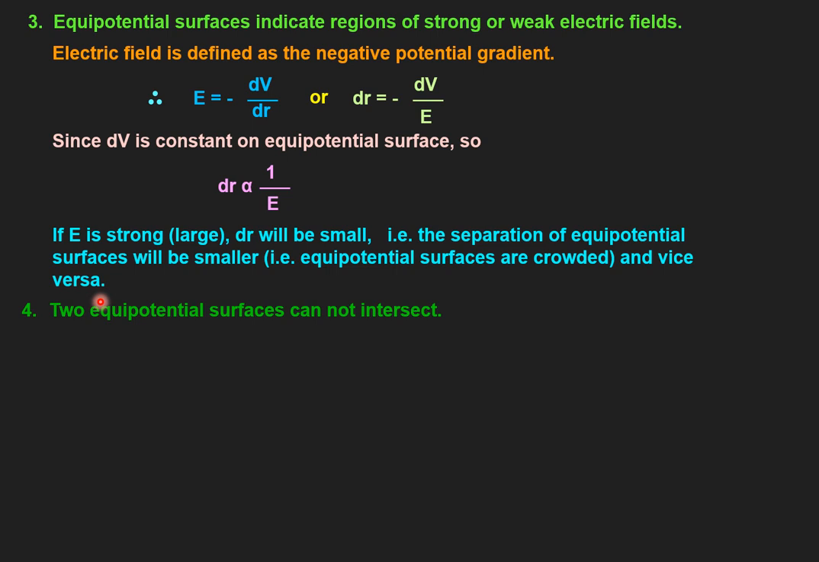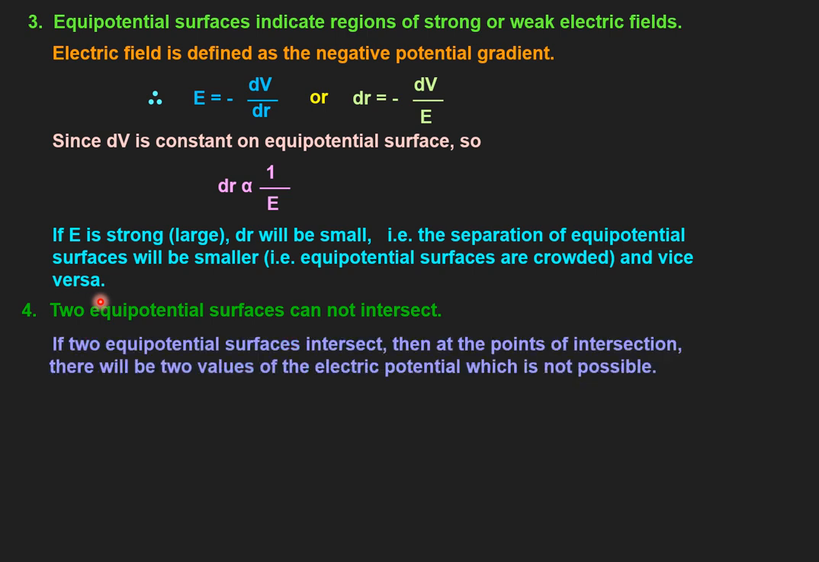Next is, two equipotential surfaces cannot intersect. Just similar to the electric field lines, they can never intersect, because if two equipotential surfaces intersect, at the point of intersection they would give two values of electric potential, which is not possible for a given particular point, because such functions are uniquely defined at every point. So this potential must have a single value at a particular point. So we can say the two equipotential surfaces can never ever intersect each other.